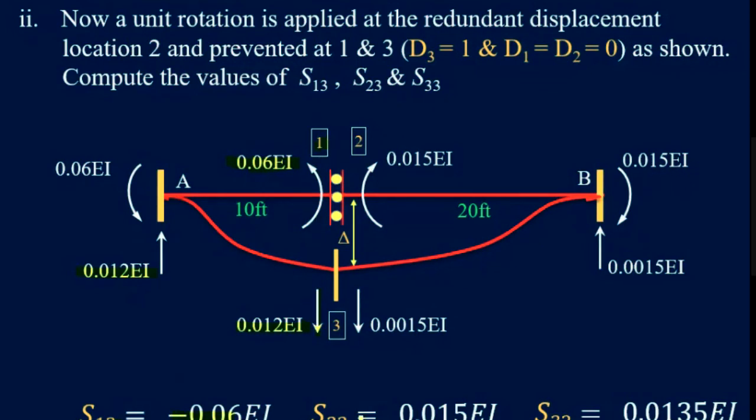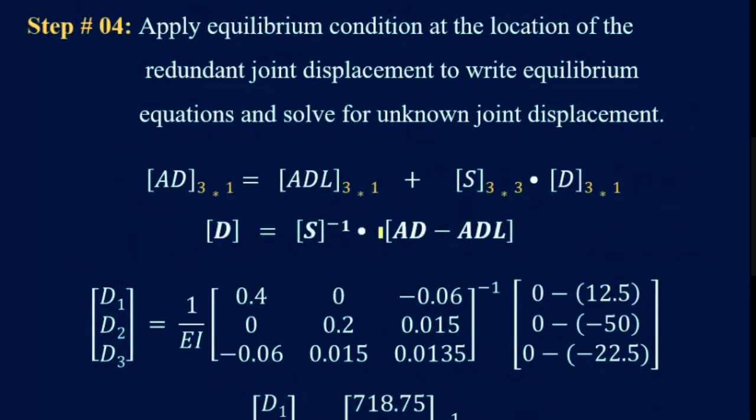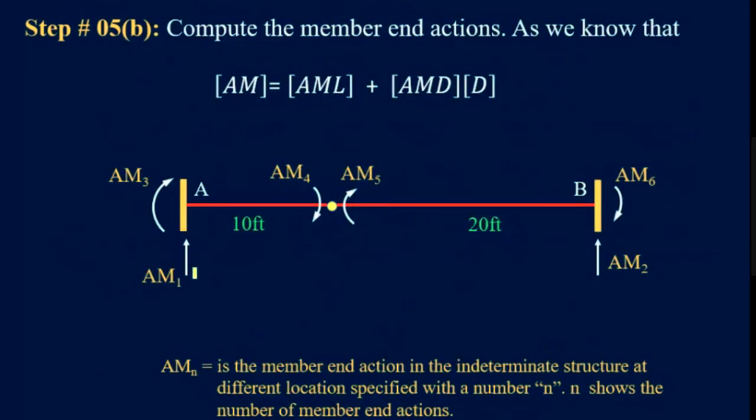Okay. Similarly, you pick the values of S23 and this is S33. Why S33? Because this is at 3 due to displacement applied at 3. So if you sum these values, you get this value as S33. So now this becomes your stiffness matrix. Now you put these values in this equation, and you get these values of D1, D2, and D3 with 1 over EI common.